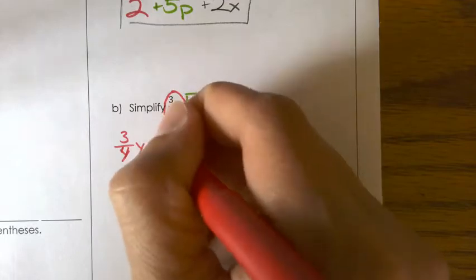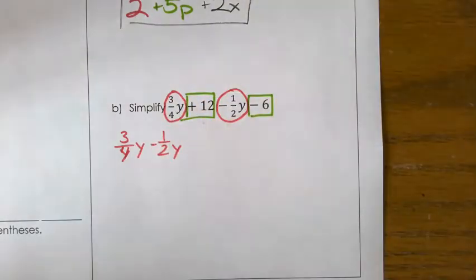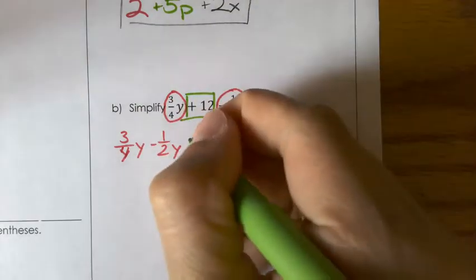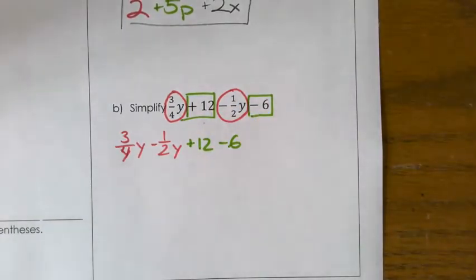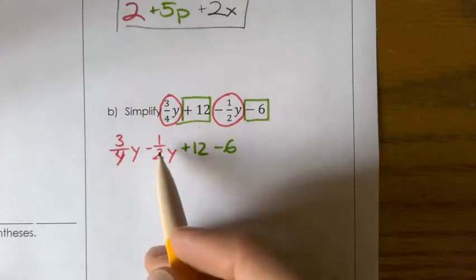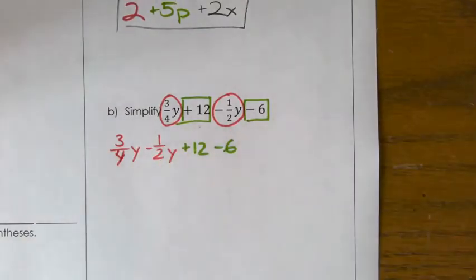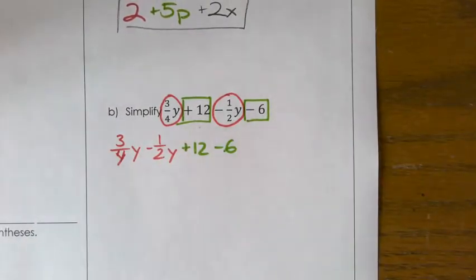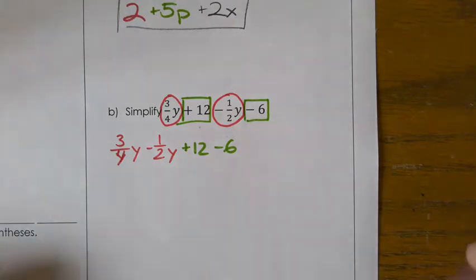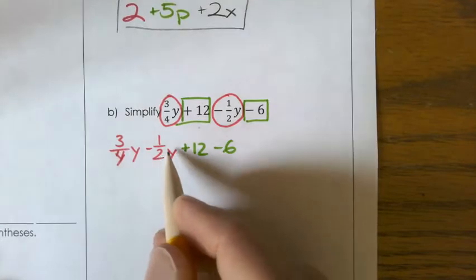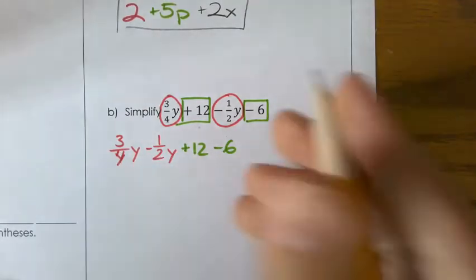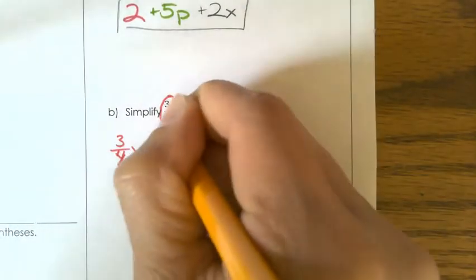And that -1/2 y. And then we bring down our constants, +12 minus 6. Now we can combine those. Notice we are combining fractions. Well, we have to think back to the last unit. In order to add or subtract fractions, we need to have common denominators. Well, if I multiply this one by 2, then I can make it a 4. So I'm going to multiply the top and the bottom by 2.